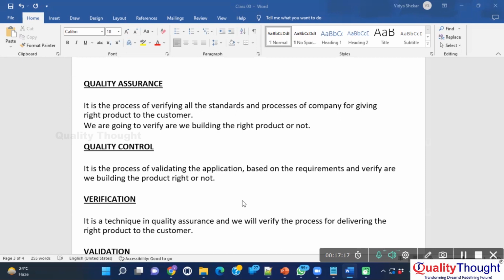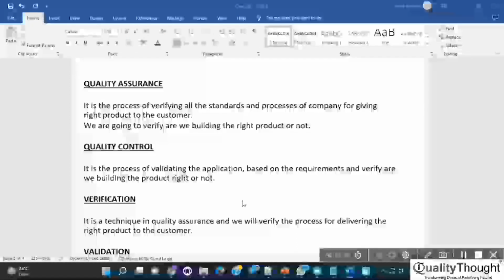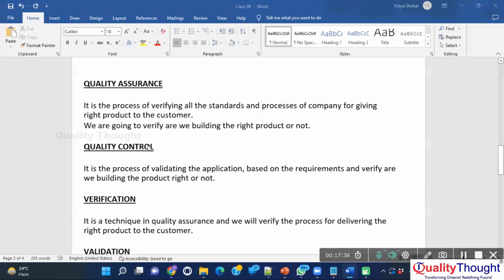That is the role of quality assurance. So in a big organization, there is a separate team for quality assurance and a separate team for quality control. In a small organization, generally the senior people will be taking care of quality assurance, like a test lead or a test manager, and the test engineer will be working on quality control. See, don't get confused with these terms.